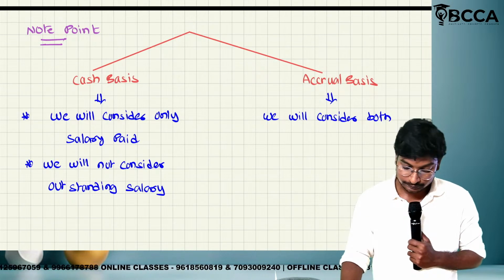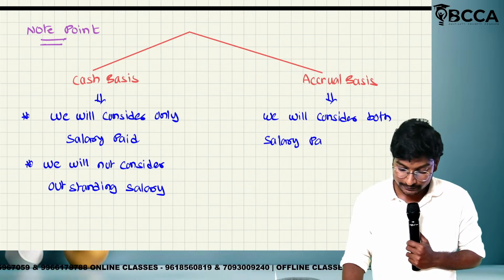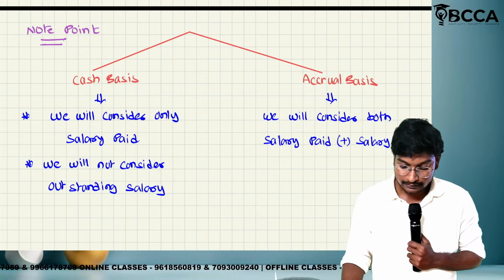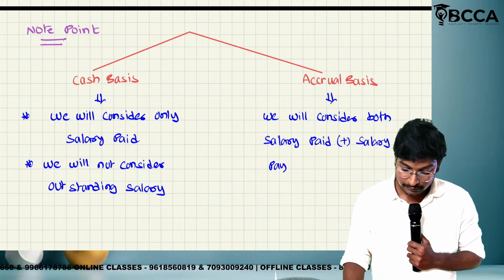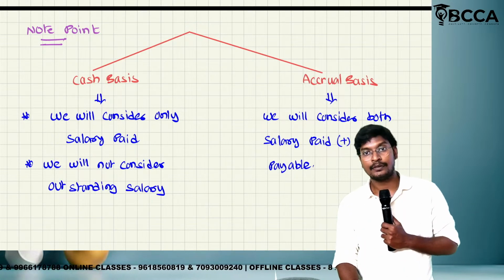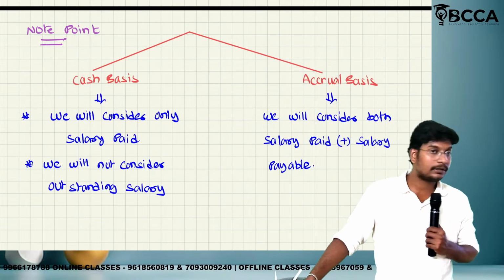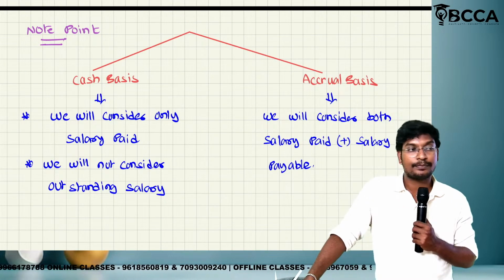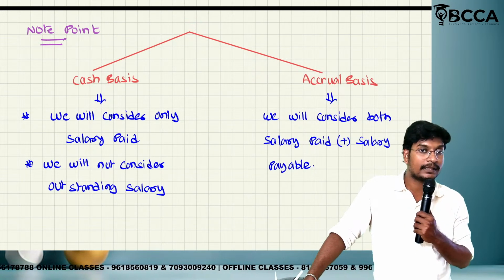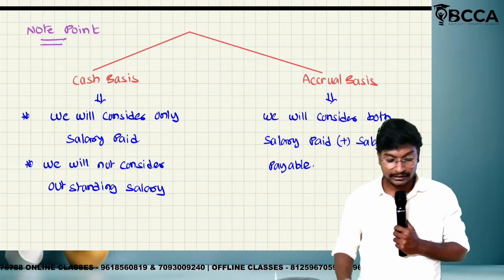So here we will consider both salary paid plus salary payable, or outstanding salary. Nothing but, outstanding expenditure will not be considered in the cash basis. Outstanding expenditure will be considered in the accrual basis. That is the final point.